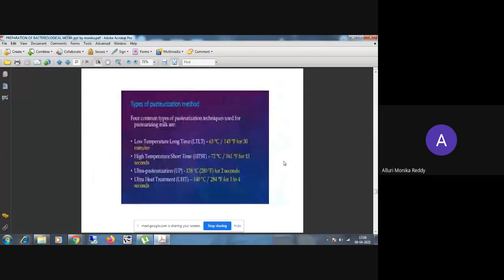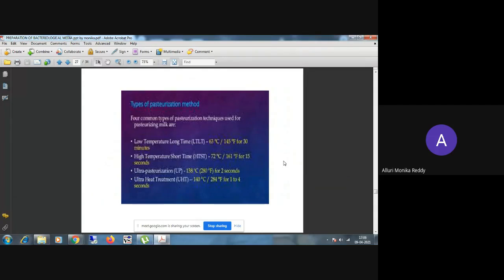And here coming to the pasteurization method. Pasteurization is also a type of sterilization which removes bacteria, a pre-treatment of milk. In that pre-treatment of milk, we have stages. First is low temperature, long time pasteurization, where the milk is heated up to 63 degrees Celsius for 30 minutes, LTLT. And next is high temperature, short time, 72 degrees Celsius for 15 seconds.